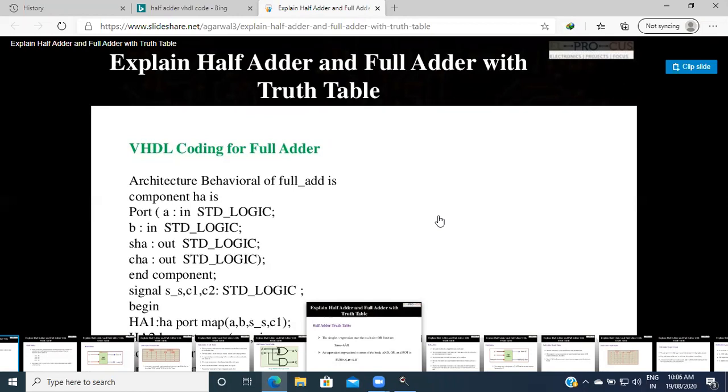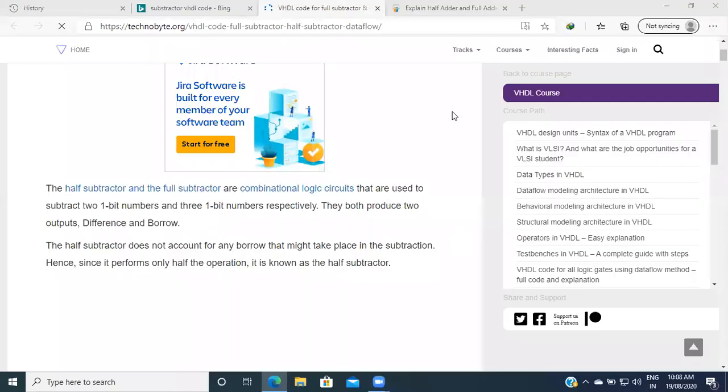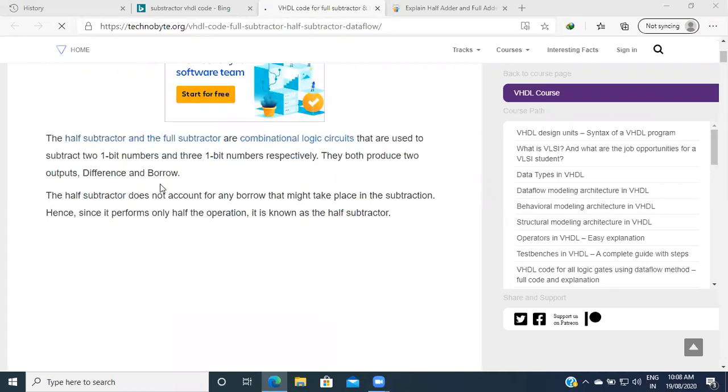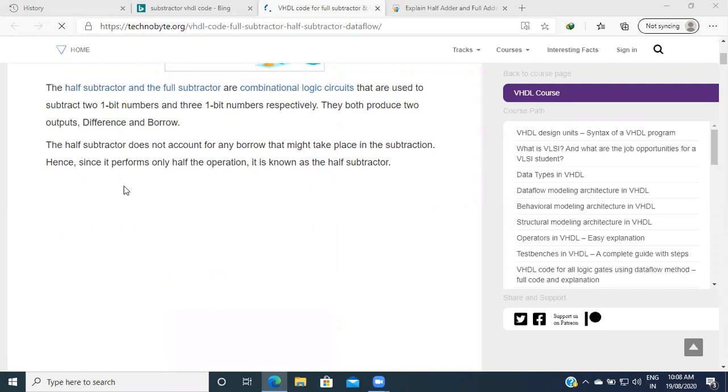subtractor and the multiplexer. So here the subtractor, or the VHDL codes for this subtractor. So we will wait for some time. The next one is nothing but the half subtractor and the full subtractor, similar to the previous one, half adder and full adder.